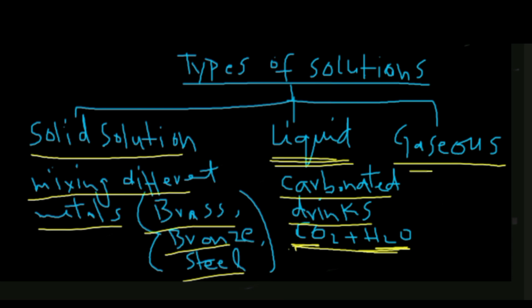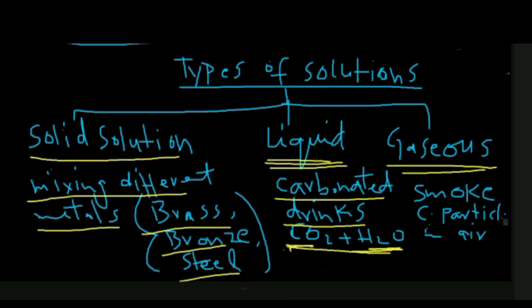And the third one is the gaseous solution. Gaseous solutions are those which are formed by mixing a solute in a solvent. An example of a gaseous solution is smoke, which is formed by the combination of carbon particles in gaseous air. Smoke is an example of a gaseous solution because it contains carbon particles which are solutes, and they are mixed in gaseous air, and gaseous air is the solvent.